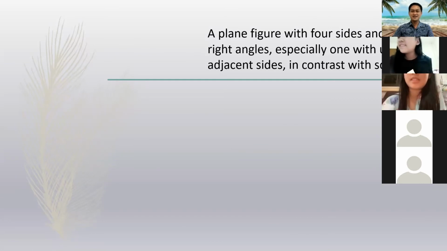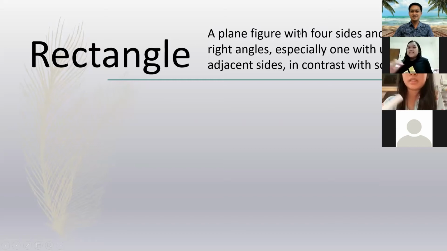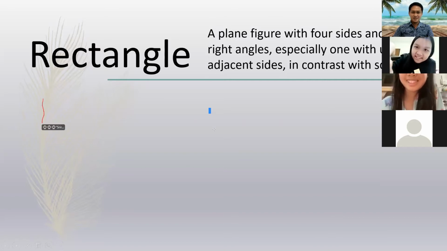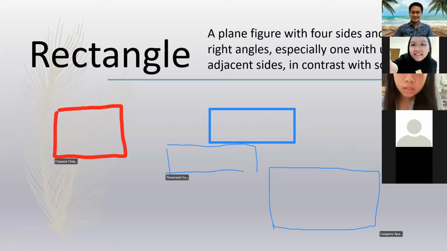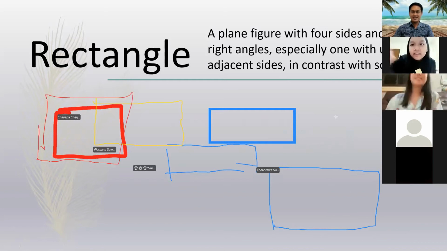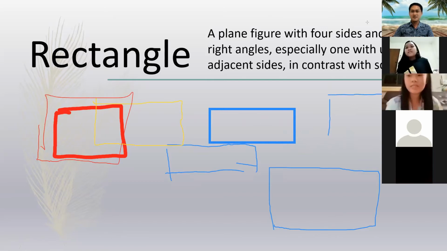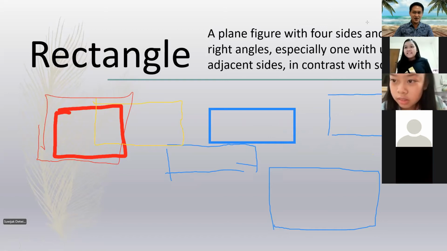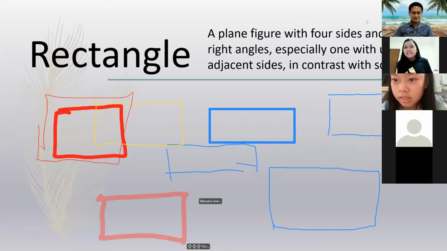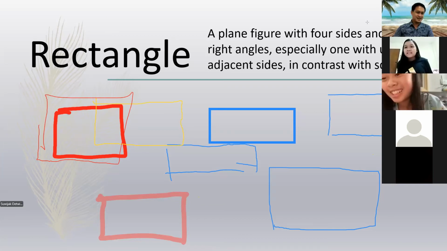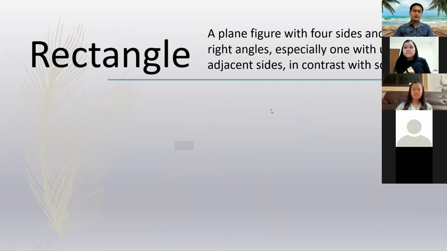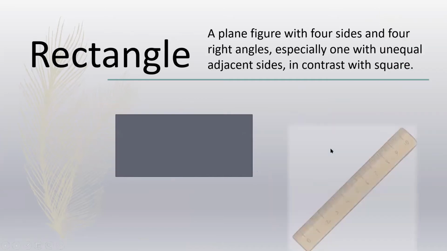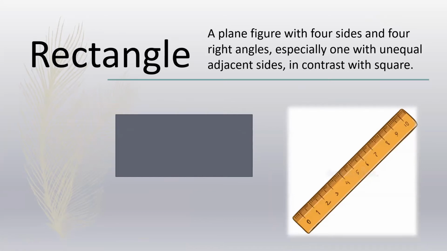Rectangle. Okay, rectangle. Very good. This is a rectangle. Okay, draw your rectangles. This is teacher's rectangle. Okay. Very good. So we check that's a square. Okay. I think that's enough. So this is a rectangle. And a good example is a ruler. Your ruler, the one you use in school.